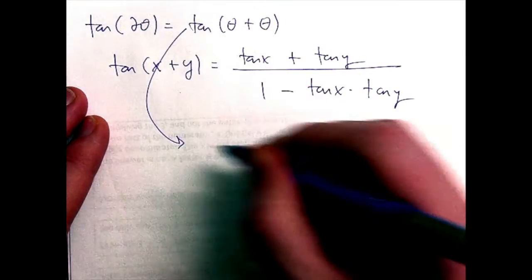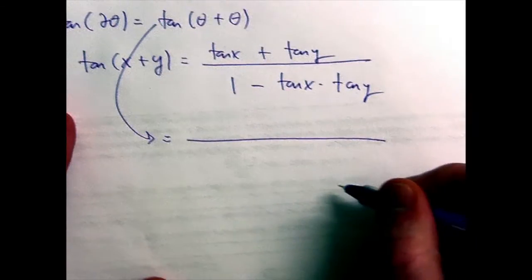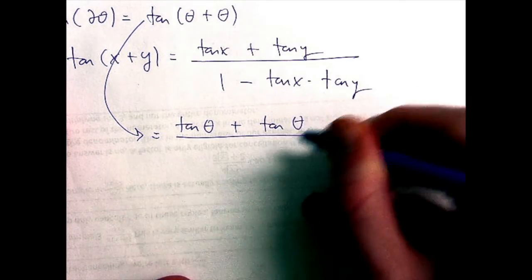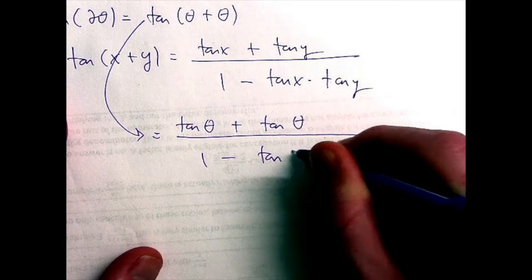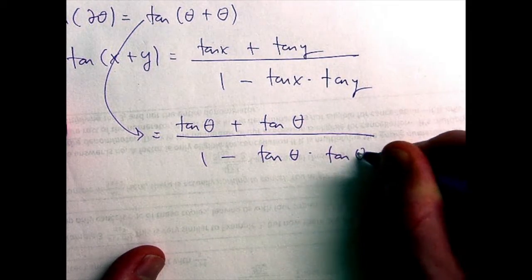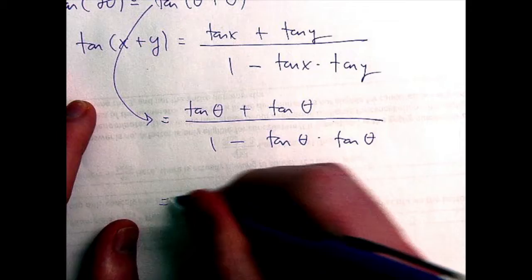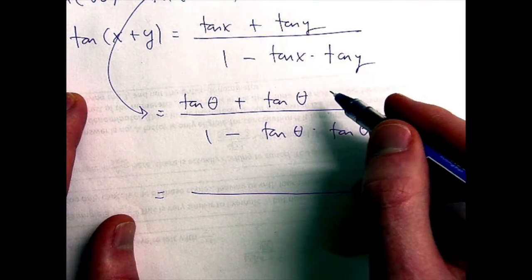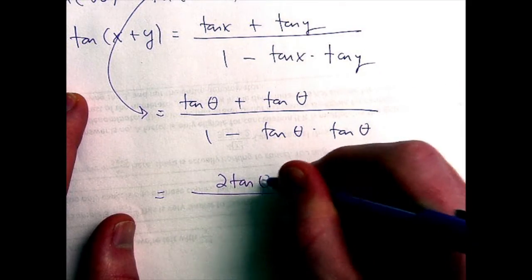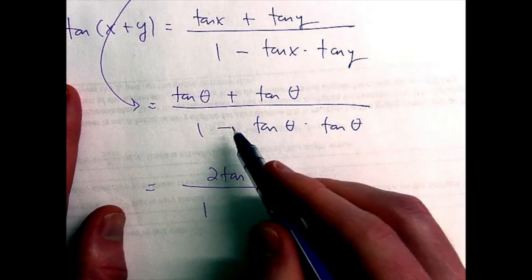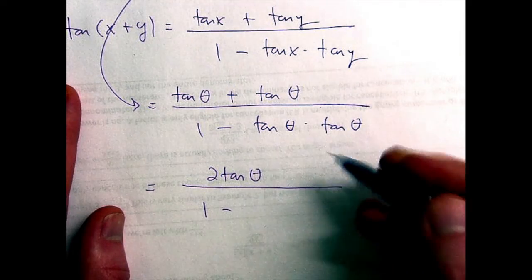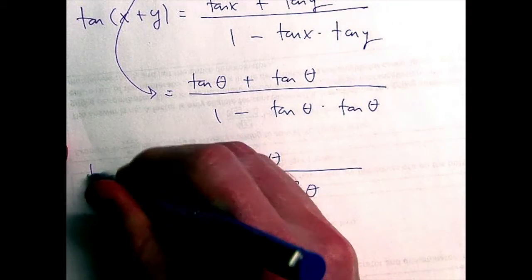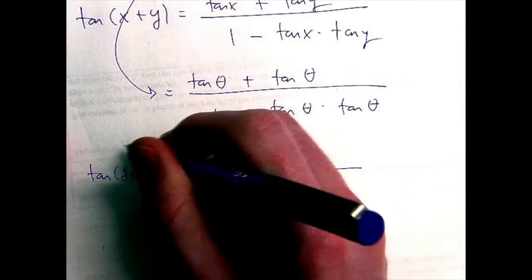So this thing here, the tangent 2 theta, is going to be what? It's going to be tan theta plus tan theta over 1 minus tan theta times tan theta. Great. Well, that can be simplified, right? In the numerator, we have tan theta plus tan theta. Well, that can be written as 2 tangent theta. And then in the bottom, we have 1 minus tan theta times tan theta. That's just tan squared theta. And that is the double angle formula for tangent.